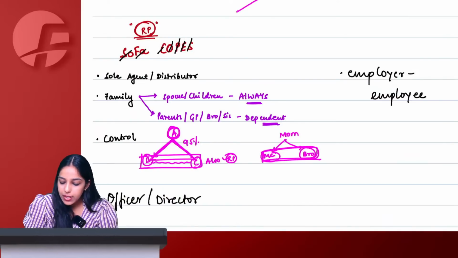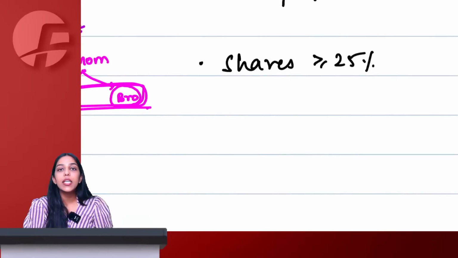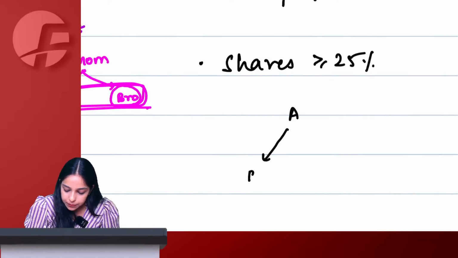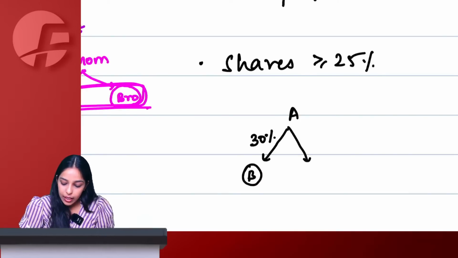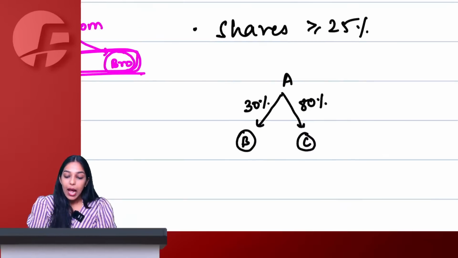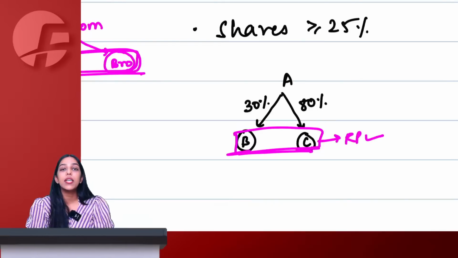And then we have S, which says shares. If you are holding greater than or equal to 25% of the shares, they are related. So if A holds, let us say, 30% shares in B, they are related. A holds, let us say, 80% shares in C, again they are related. And in this case also, B and C will also be considered as related person.